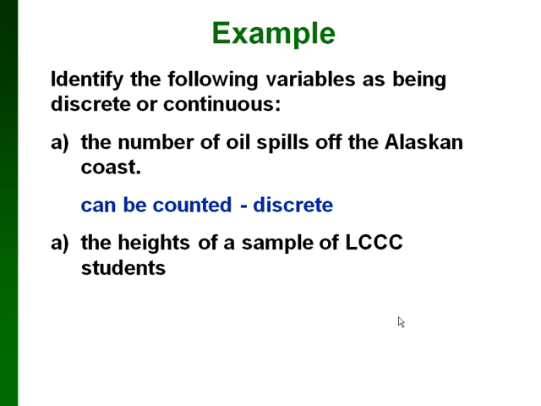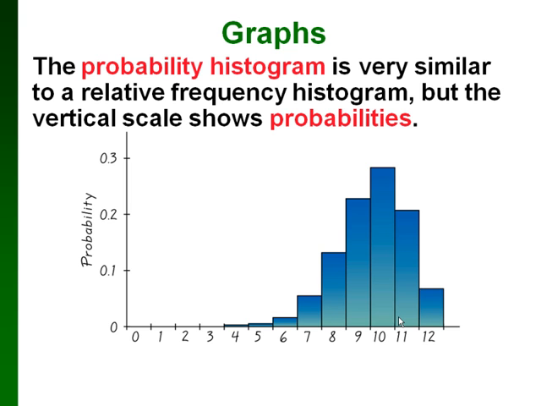The answer in this case is that the heights would be measured. They could be anything in a pretty large range of lengths. That would mean that this would be a continuous random variable. Just one example of a graph that shows us a probability distribution.